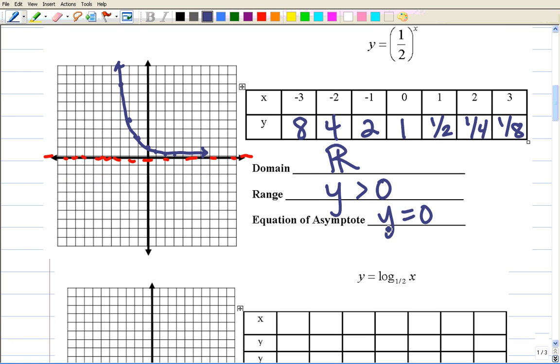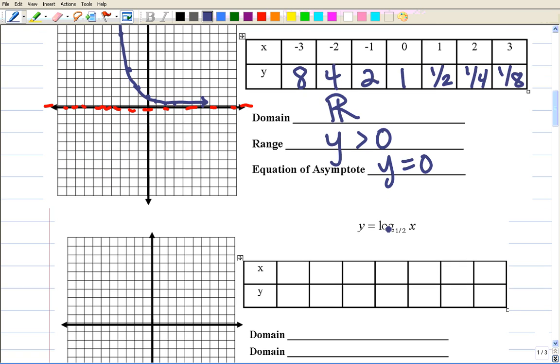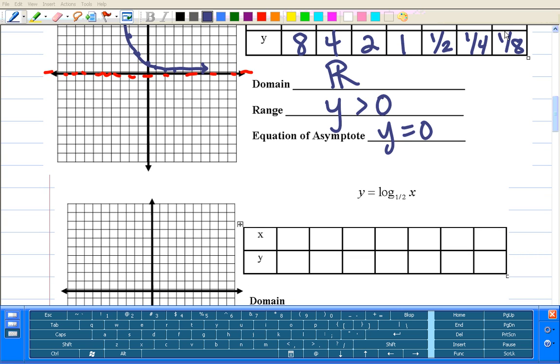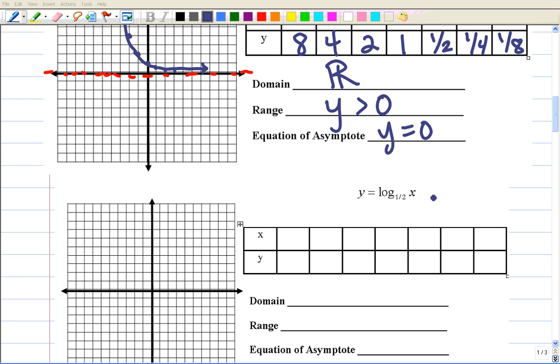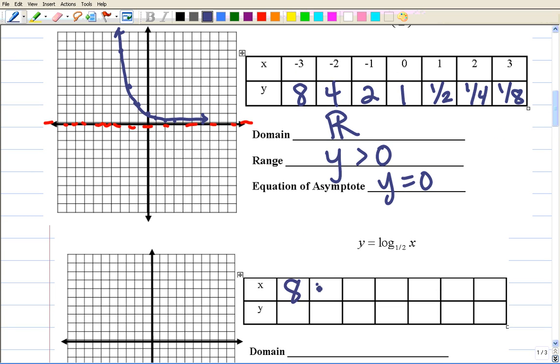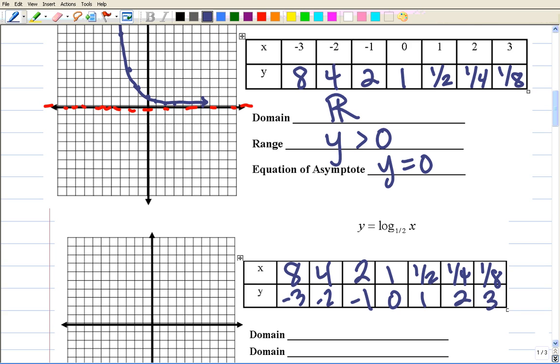And then the log functions should look quite similar, right? Because now we know that logs and exponentials are inverses of each other. So now that we know 1/2 to the x, we can just switch the x and the y, and we'll have our new table. And you will be responsible for knowing these values, or at least how to find them. Okay, and let's go ahead and plot these points.